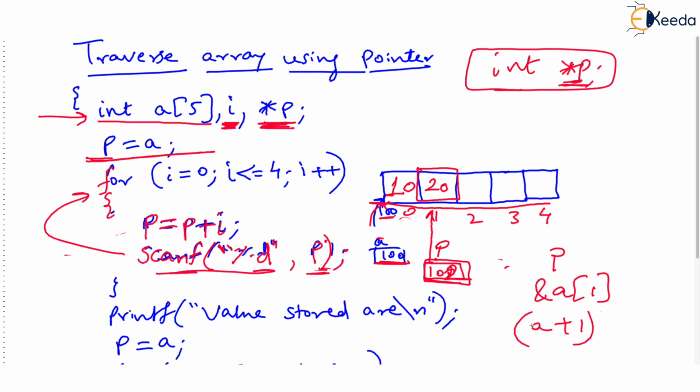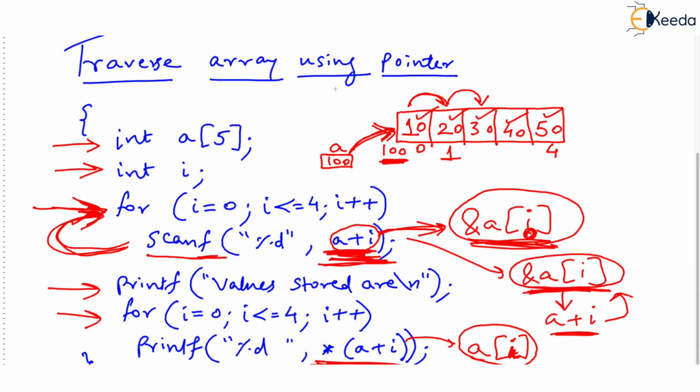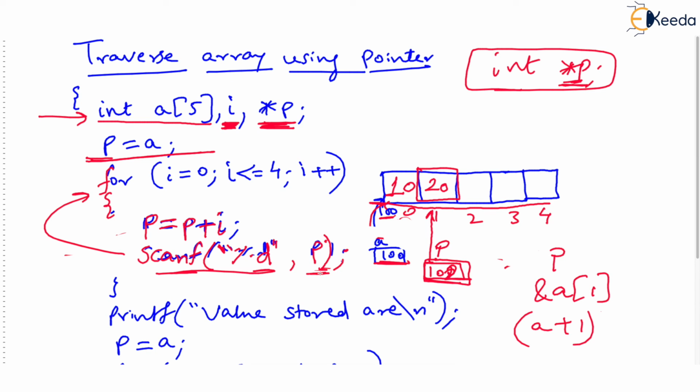So a number of possibilities open up due to this concept. You may enter the array in this fashion, or you may enter the array by purely using the array name plus i as shown in this code, or you can write &a[i]. A number of conventions open up, isn't it?